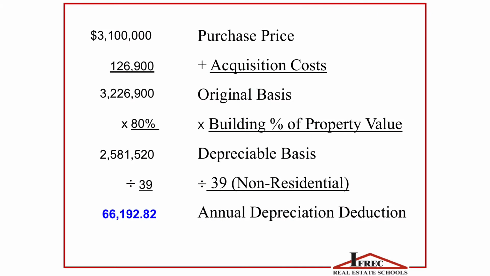That's the point now we apply that percentage to the $3,226,900 to get a depreciable basis of $2,581,520. Because the property is a non-residential use, it would have the 39-year depreciation schedule applied to it, leading to $66,192.82 of annual depreciation that's applied to that particular year.